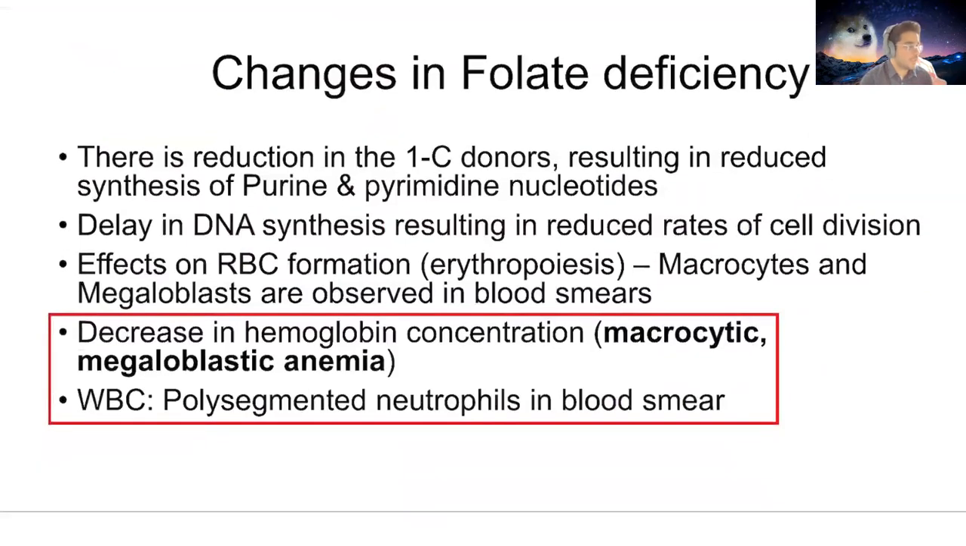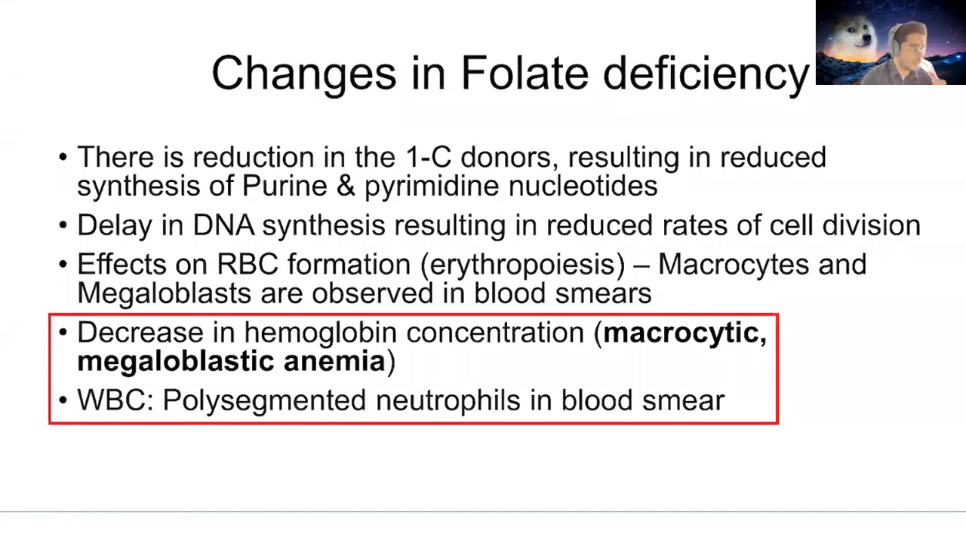Changes in folate deficiency, as always, what you guys need to remember is folate is essential for pregnancy, right? Mothers will actually start on folate before they even attempt to get pregnant because neural development takes place well before you can get a positive diagnosis for a pregnancy. So it's important to start your potential mothers on folate. Decreases in hemoglobin concentration.